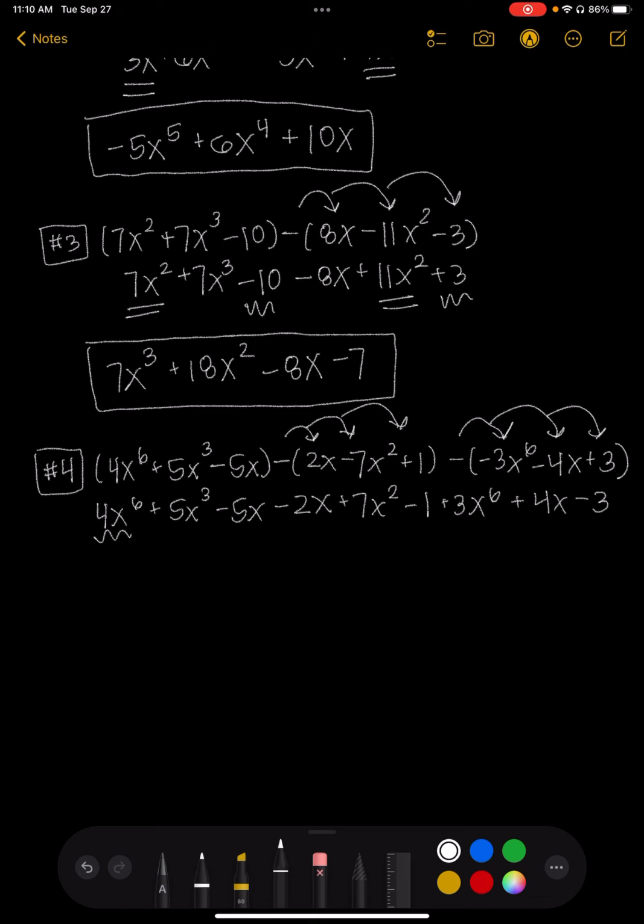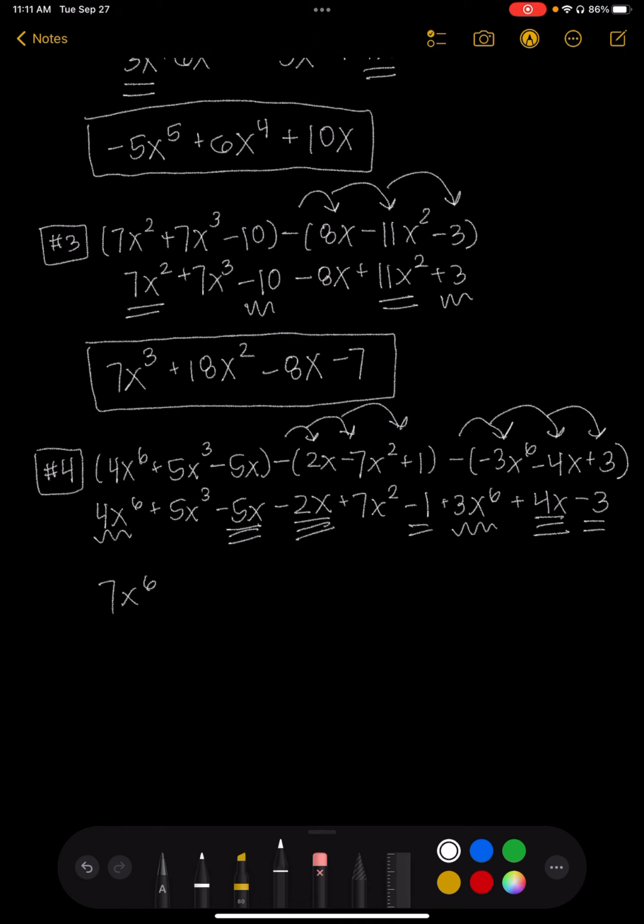So I see a 4x to the 6, 3x to the 6. I see a negative 1 and a negative 3. And then I see some x's. So I have negative 5x and a negative 2x and a 4x. All right, so when we write our answer, we start with our highest exponent, which is the x to the 6's. We have 2 of those, so we've got 4x to the 6th and then 3x to the 6th. So we do 4 plus 3, which gives us 7x to the 6th.